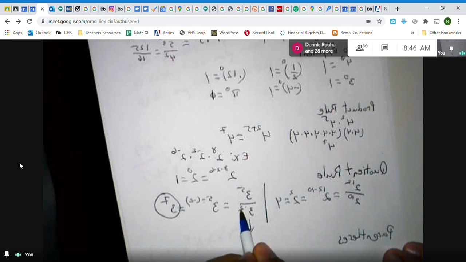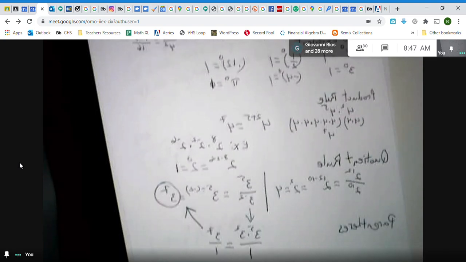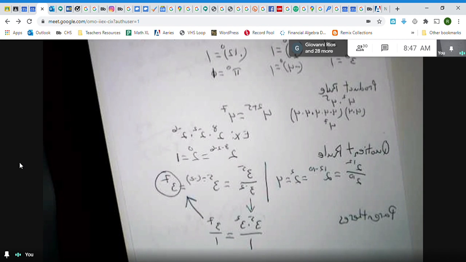Let's see if we can get this a different way. Negative exponents change levels to become positive. That means I can put the 3 to the second on top. We have the invisible 1 down below. Now we have the product rule. 5 plus 2 equals 7. And we get the same answer once again. Multiple ways to do the same problem.